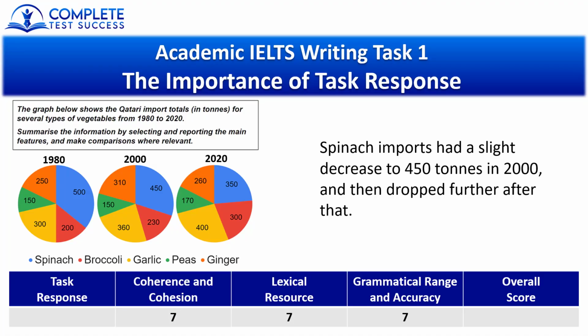Now let's look at an even more severe mistake in relation to our task response score. This time we have spinach imports had a slight decrease to 450 tonnes in 2000 and then dropped further after that. So here we're missing the data from the first year, we're missing the data from the final year, and therefore we have not covered all of the key features, and that means our task response score is 4 and our overall score is band 5.